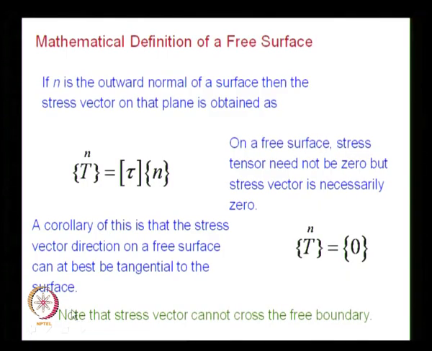So, what we are now saying is that a corollary of this is that the stress vector direction on a free surface can at best be tangential to the surface. In other words, stress vector cannot cross the free boundary. So, that is what I get from looking at Cauchy's formula and this mathematical expression, and finally, I come to the axiom that stress vector cannot cross the free boundary. You must have heard that shear cannot cross the free boundary when you have done bending. The same thing is put in different words. It is more of a generic statement now.